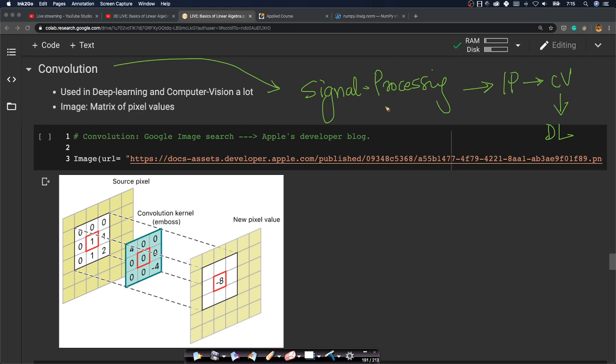This convolution operation from signal processing was also borrowed from applied mathematics, partially from linear algebra, partially from calculus, right? For the people who know signal processing, there are many ways of looking at convolution. Here we look at something called discrete convolution, or convolution in the context of image processing and computer vision, not from a pure signal processing perspective. That's a different beast altogether.